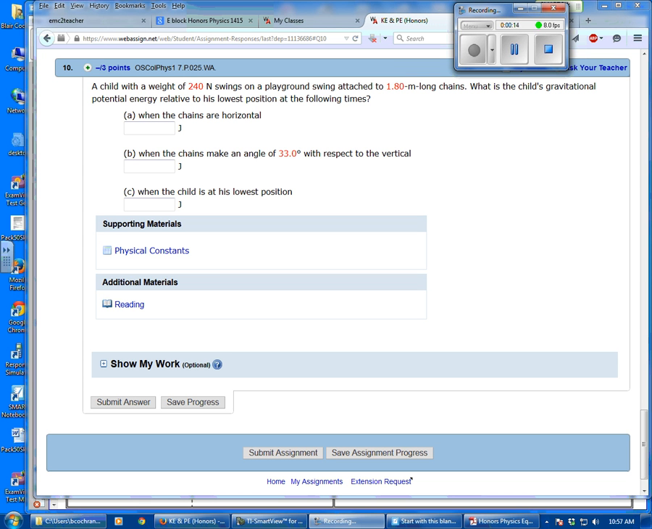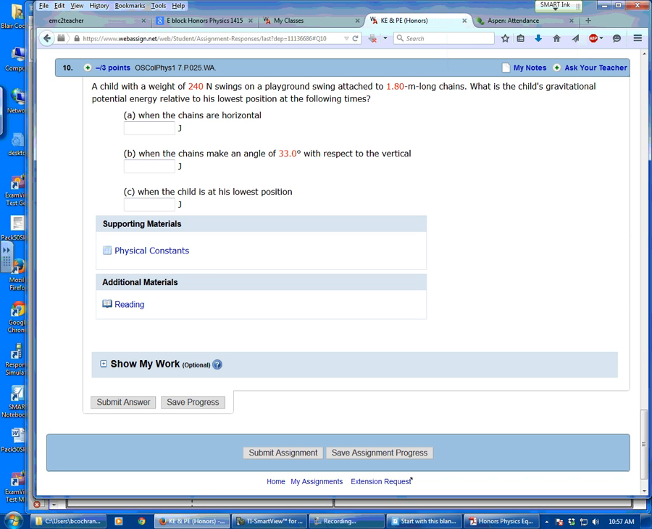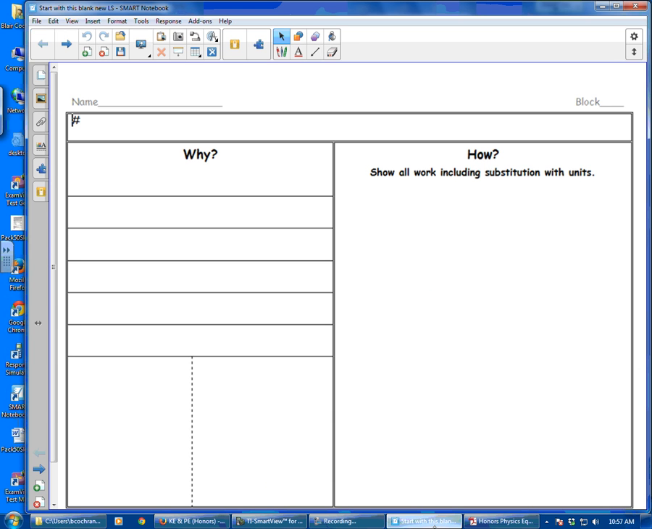So we've got a child of this weight swinging on a swing. What's the child's gravitational potential energy relative to the lowest position at the following times? Alright, so we know that potential energy is energy of position. So as this child's position changes, their potential energy is going to change. Probably where I would start off.